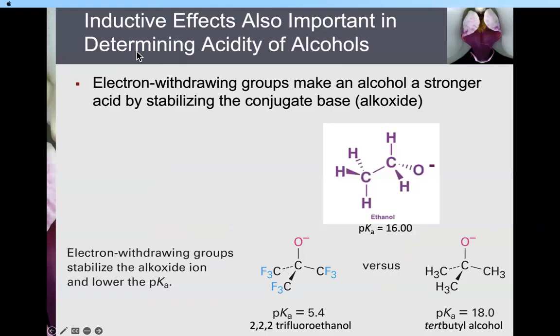So inductive effects, the mechanism of which we already discussed last meeting, are also important in determining alcohol acidities. Electron withdrawing halogen substituents, for instance, stabilize an alkoxide ion by spreading out the charge over the larger volume, thus making the alcohol more acidic. So, for example, let's compare the acidities of ethanol.